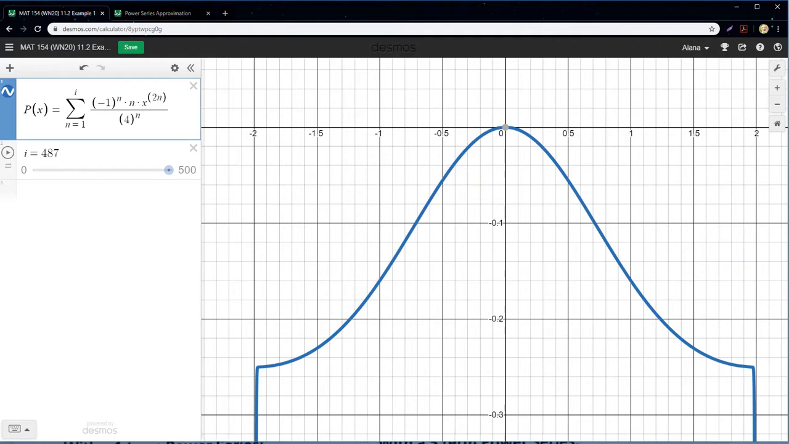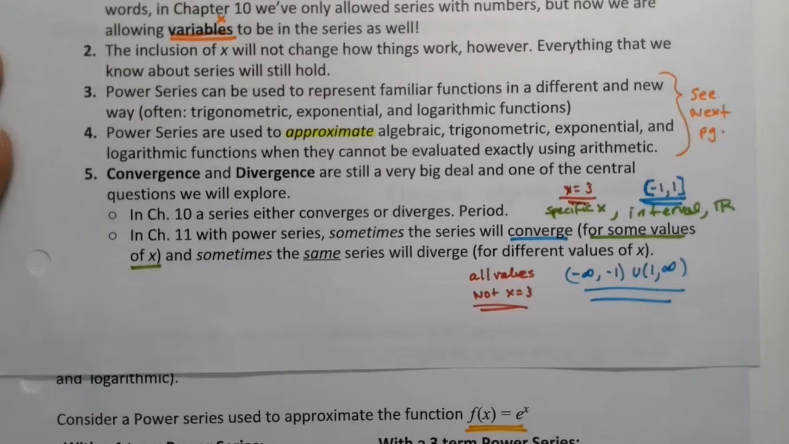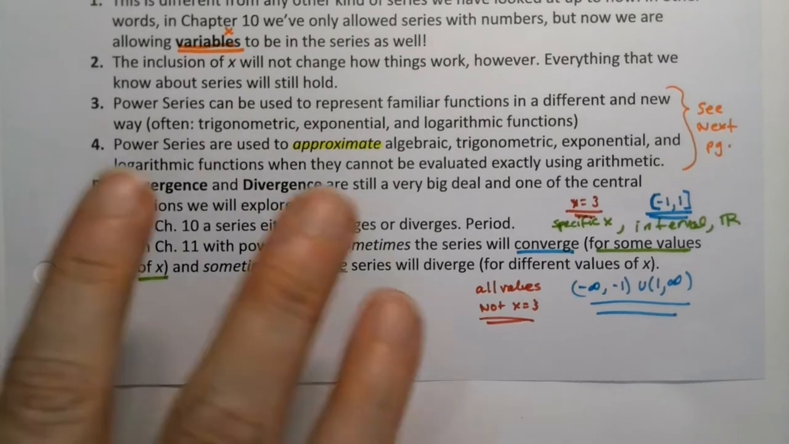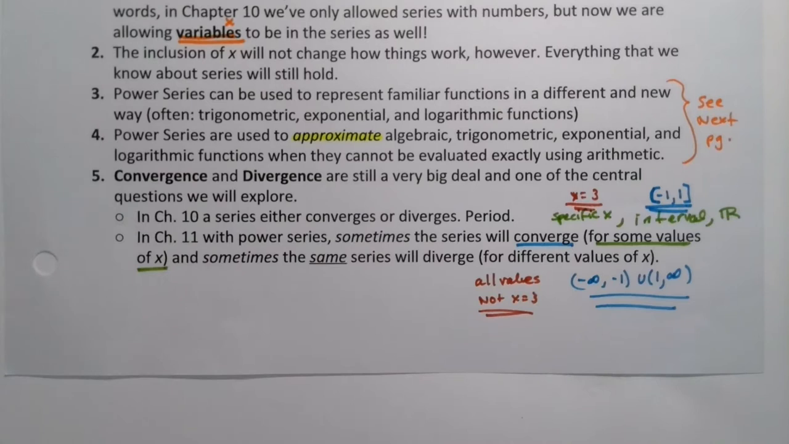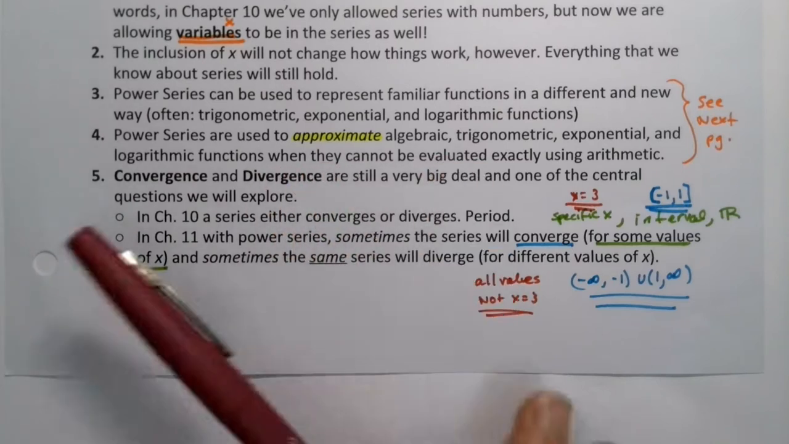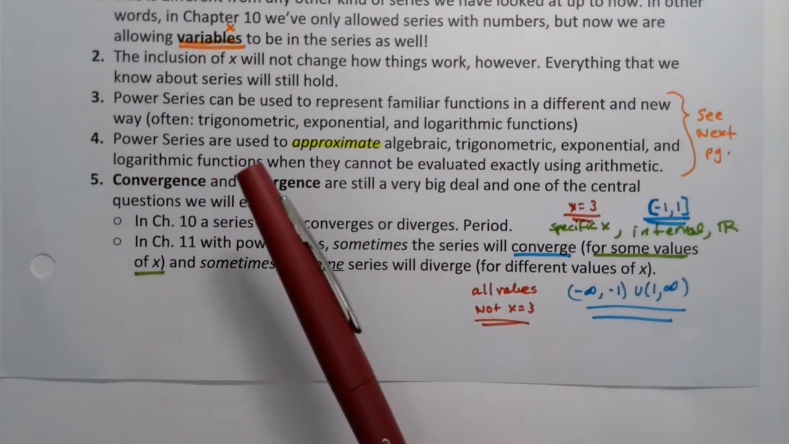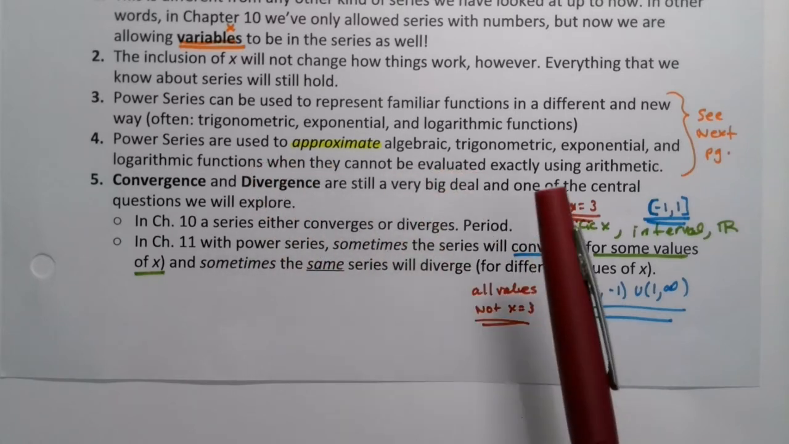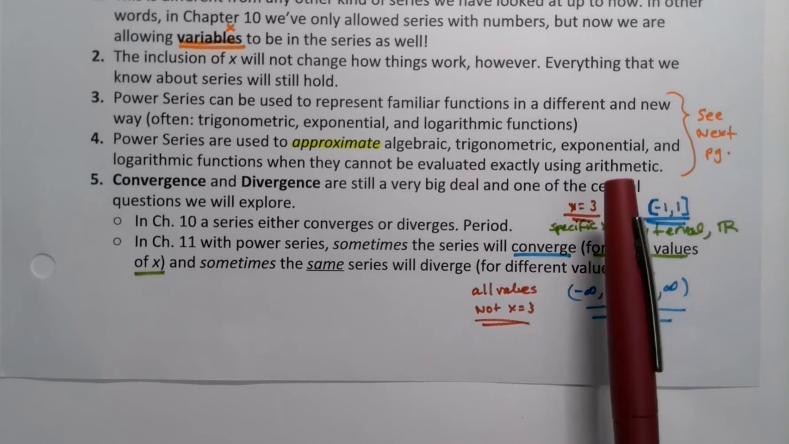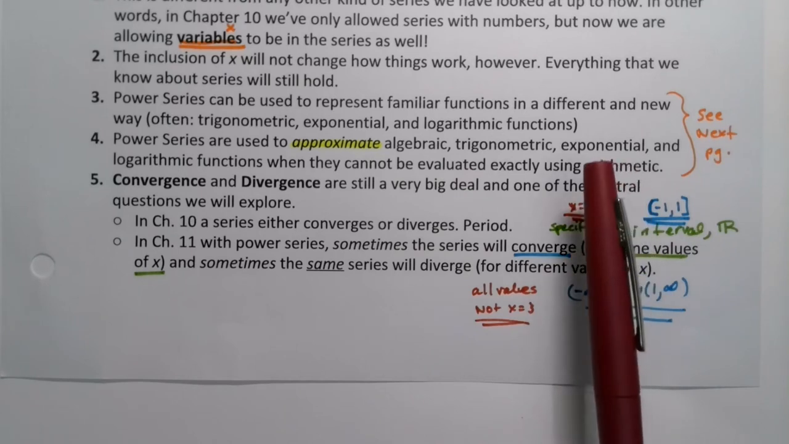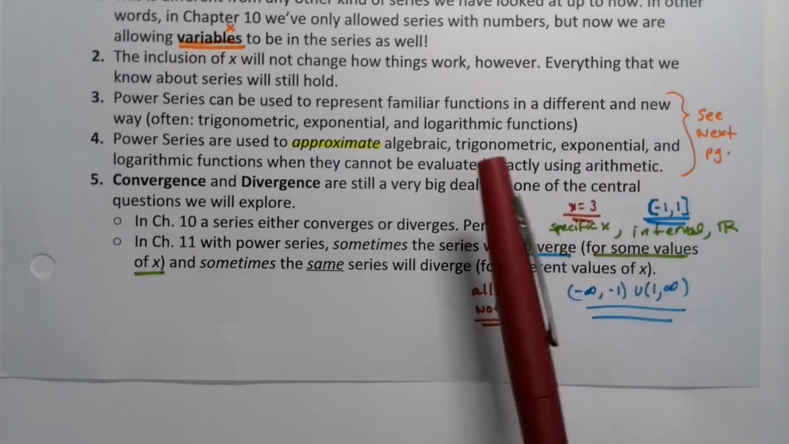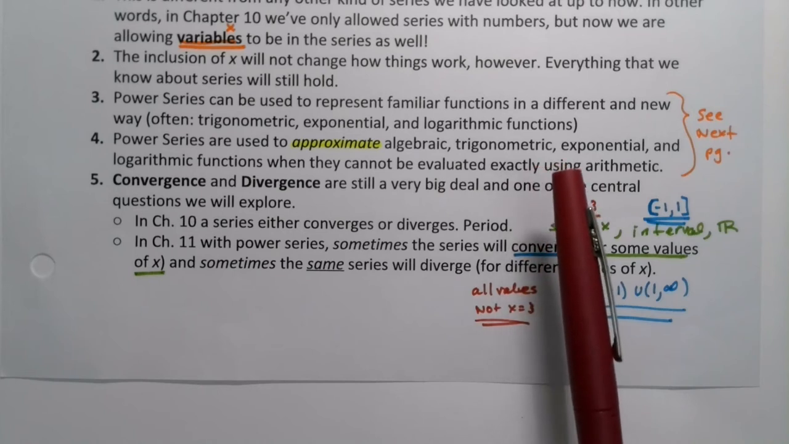Note 4 is a bit more complicated. Note 4 is saying that the power series, and this is where power series really get used in practice, are used to approximate algebraic, trigonometric, exponential, and logarithmic functions. Those are the most common. That cannot be evaluated exactly using arithmetic. So there is no way to find the exact value of an exponential function of, e to the 0.23. Right? It doesn't exist. So how do calculators approximate it all the time? Well, one of the things they do is use power series, believe it or not.